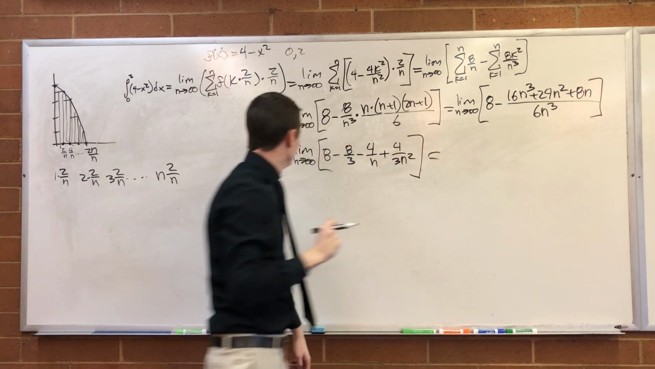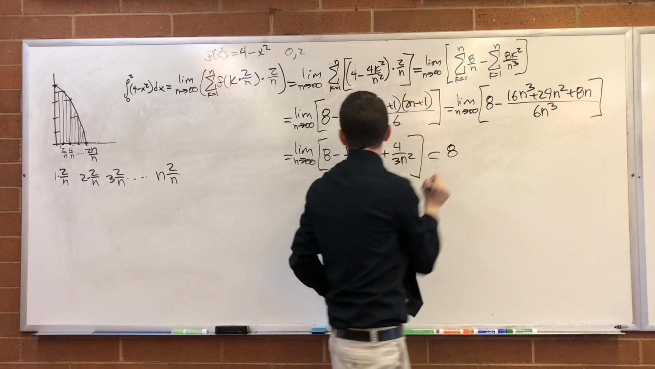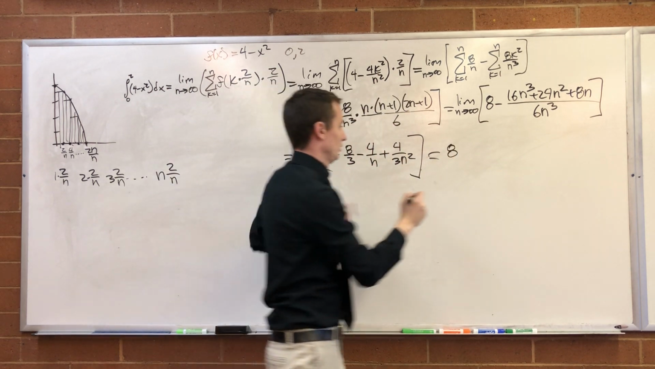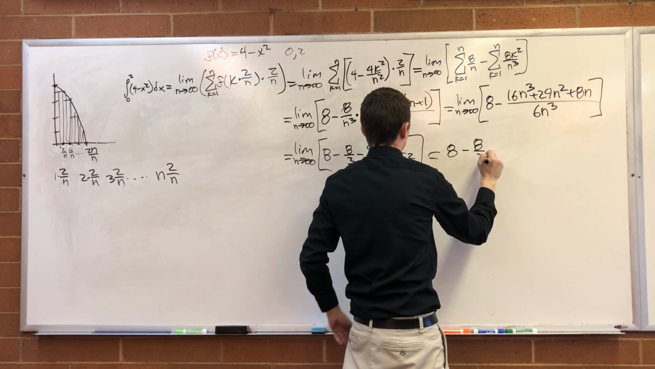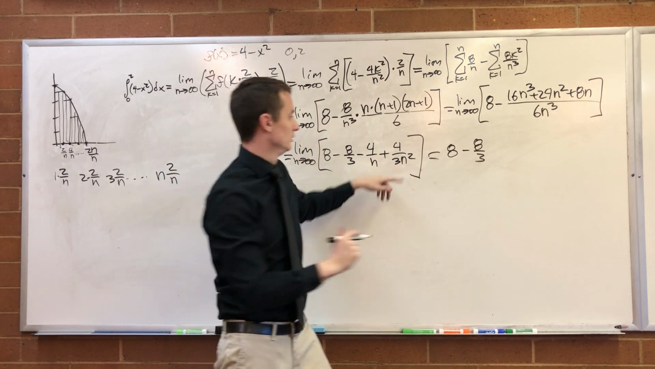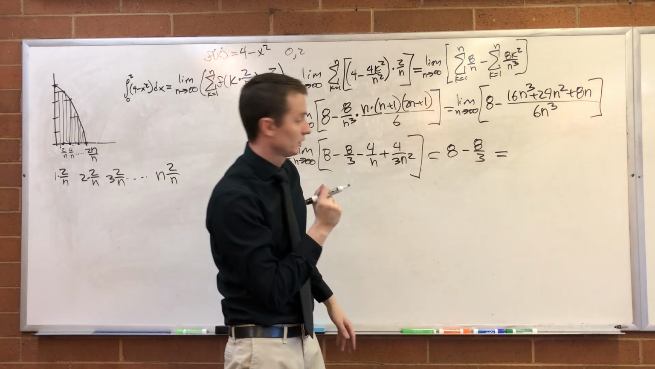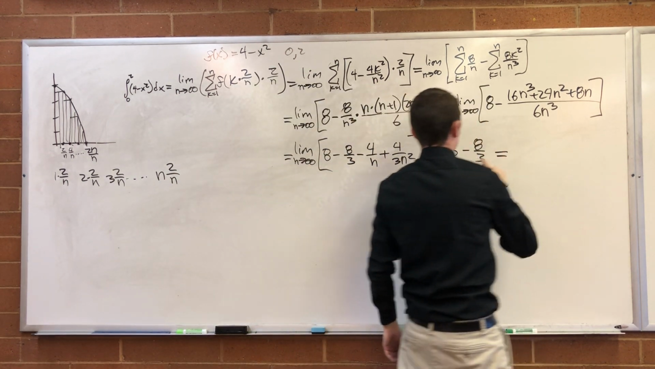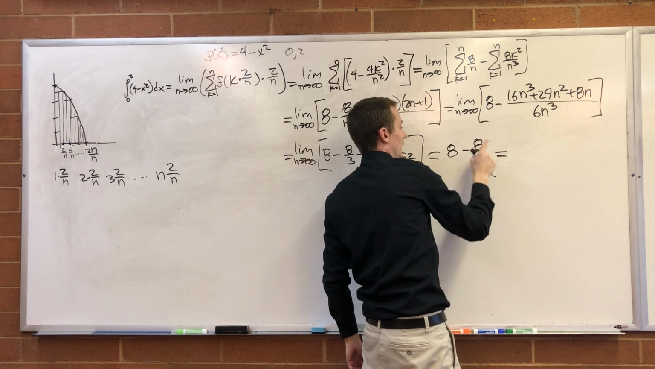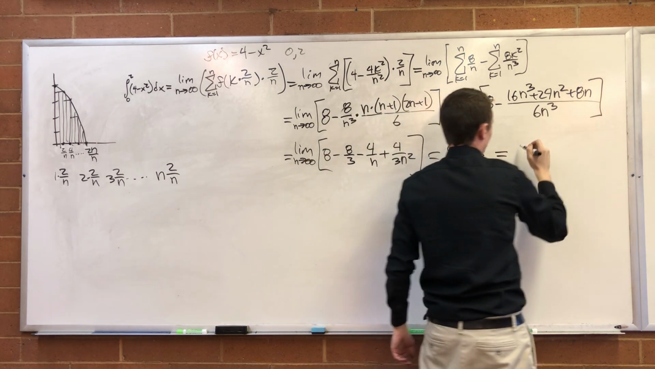Now take our limit. The limit of 8 is 8. The limit of 8/3 is 8/3. The limit of 4 over n is 0. So 8 minus 8/3, or let's see, 24 minus 8 is 16, so 16 over 3.